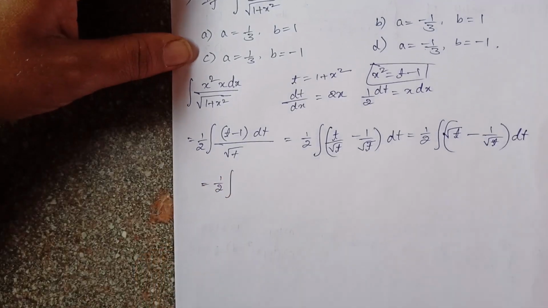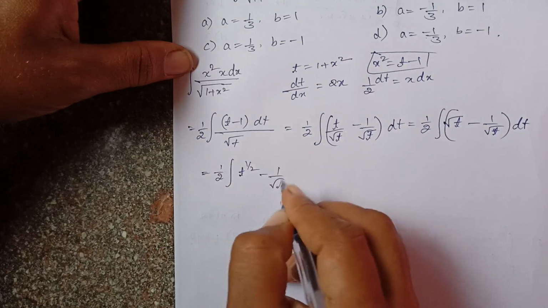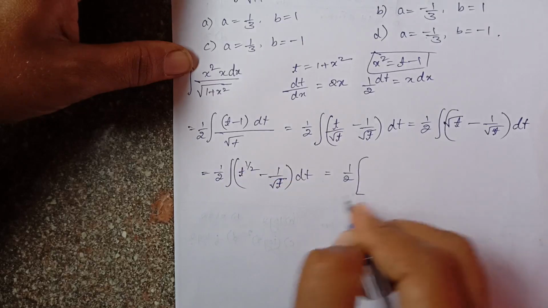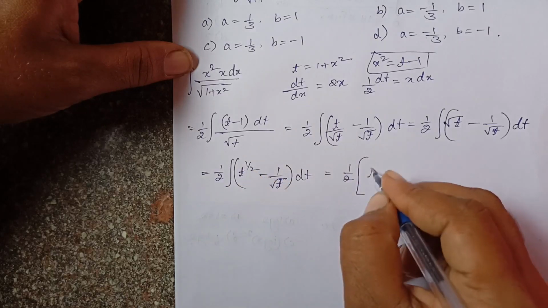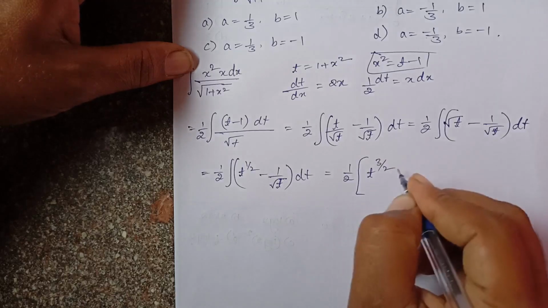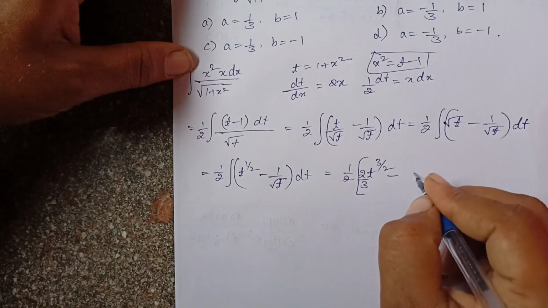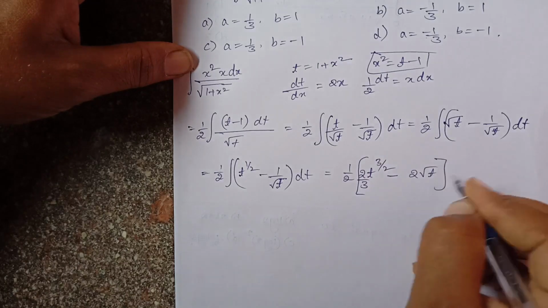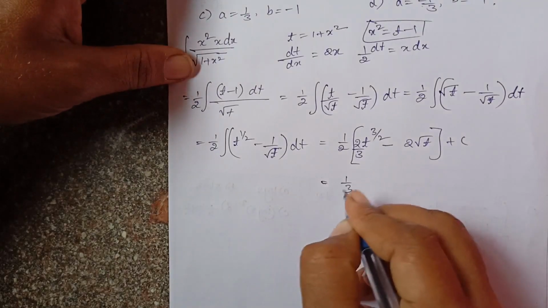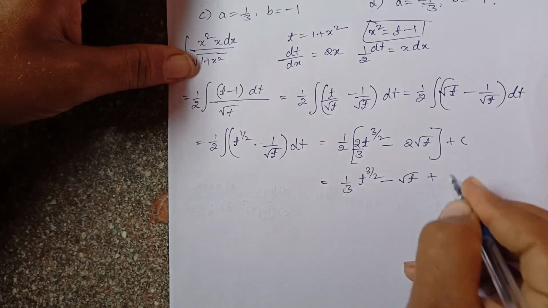How to integrate it? 1 by 2 into integration of root t, you write it as t raised to 1 by 2, minus 1 by root t, into dt. Now we can integrate it. 1 by 2 is completely outside. t raised to 1 by 2 plus 1 is 3 by 2, divided by 3 by 2, which is into 2 by 3. Minus the integration of 1 by root t, which is 2 into root t, plus c. 1 by 2 multiplies to all the terms. 1 by 3 into t raised to 3 by 2 minus root t plus c is the integration.